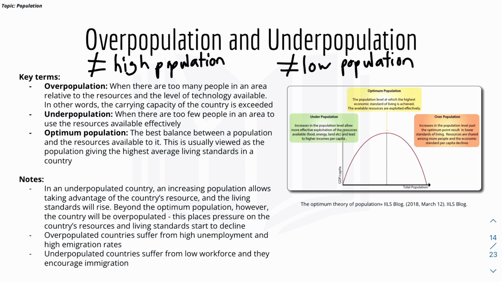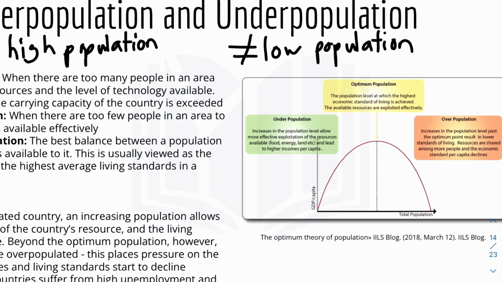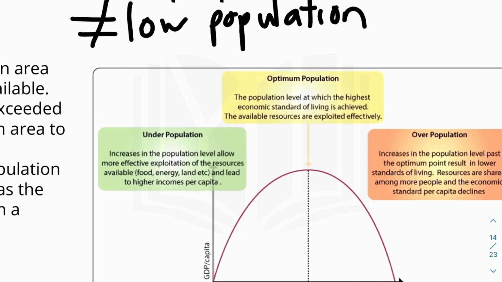In an underpopulated country, an increasing population allows taking advantage of the country's resources and the living standards will rise. And the optimum population is between the underpopulation stage and the overpopulation stage. This is basically the most perfect point, the population level at which the highest economic standard of living is achieved. It's basically a balance between the population in the country and the resources available in the country.